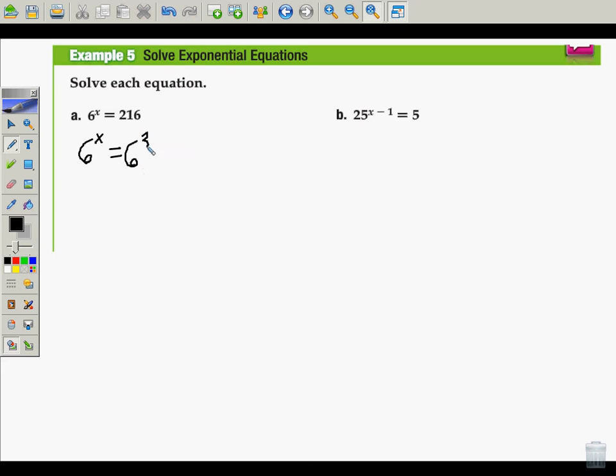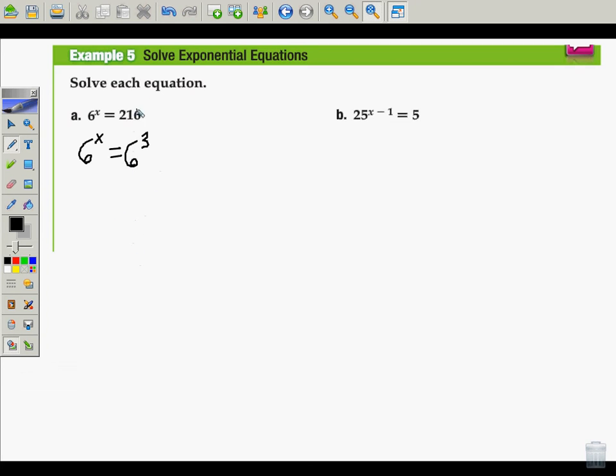Okay? And that is the one thing that will make these tricky. If you don't know what it is raised to a certain power, these problems can be a little tricky. But once you do enough of them, it becomes easier to remember which numbers raised to which powers are common.